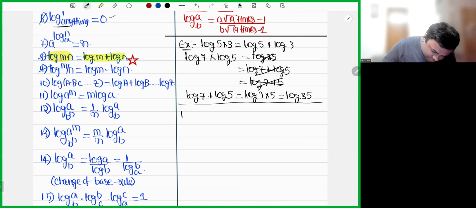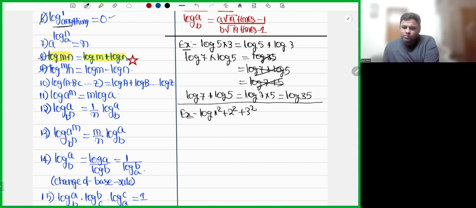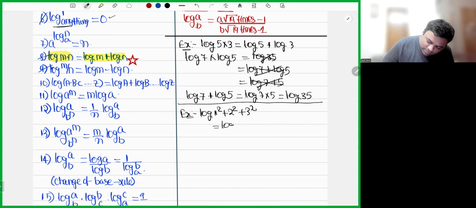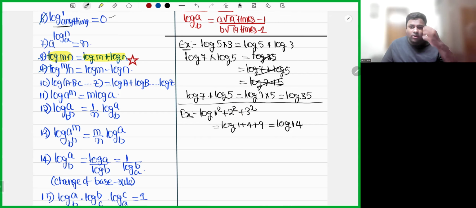Next, example. This is one previous year question. I have log of 1 square plus 2 square plus 3 square. Can you write it in any form? Is it matching point number 8? No, sir, it's not matching point number 8. Then what is the answer for this? Simple. The answer is log of 1 plus 4 plus 9, which is simply equal to log 14. That's it. There's nothing much special in this sum. It's not matching anything over here.